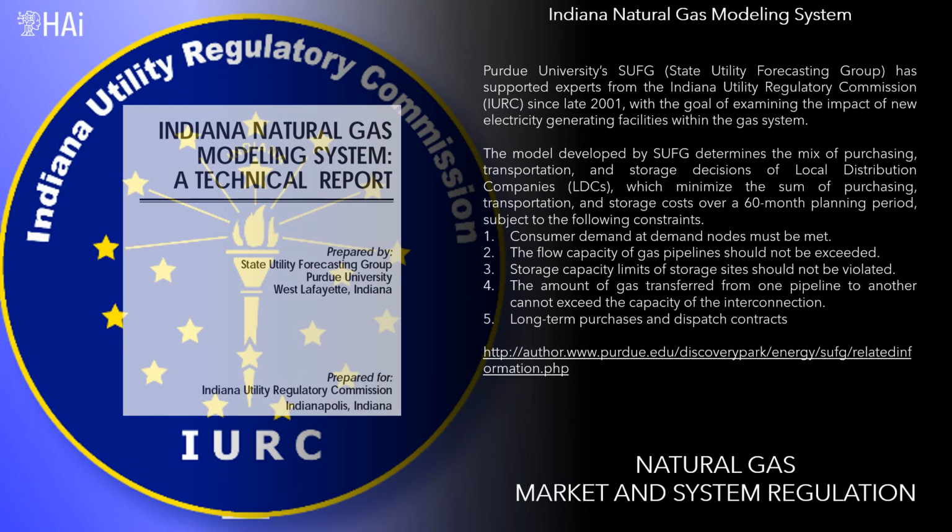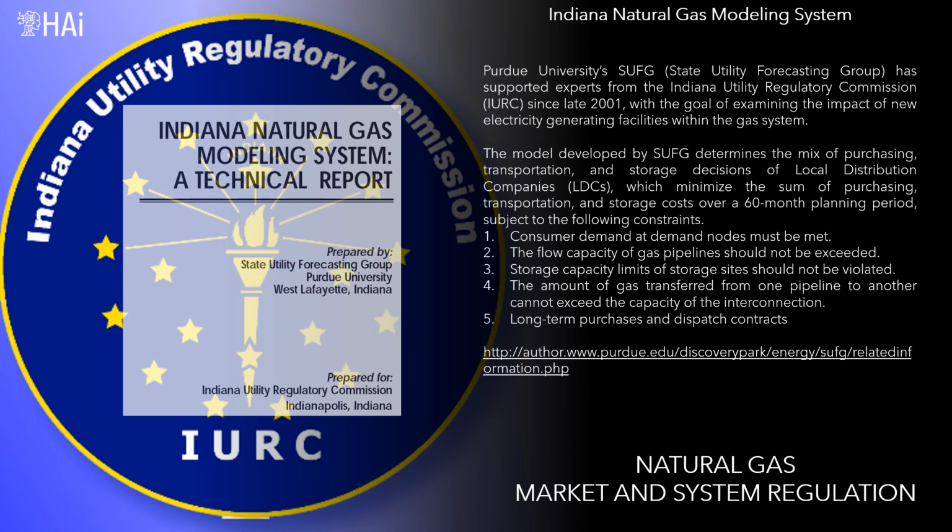Purdue University's SUFG, State Utility Forecasting Group, has supported experts from the Indiana Utility Regulatory Commission, IURC, since late 2001, with the goal of examining the impact of new electricity generating facilities within the gas system. The model determines the mix of purchasing, transportation, and storage decisions of local distribution companies, LDCs, which minimize the sum of purchasing, transportation, and storage costs over a 60-month planning period, subject to the following constraints.